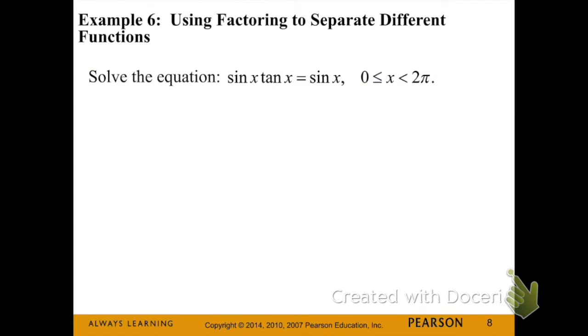Example 6. We're going to solve sine of x tangent of x equals sine of x on the interval 0 to 2 pi. And we're going to do this by factoring out a greatest common factor. So our first step here is going to be to get sine of x on the other side of the equation. So we're going to subtract it over. And then we're going to pull out a common factor of sine of x.